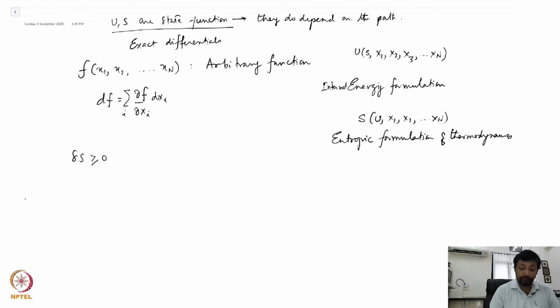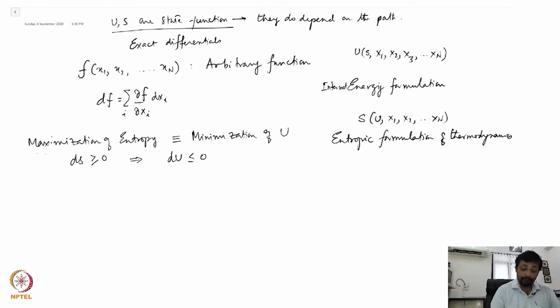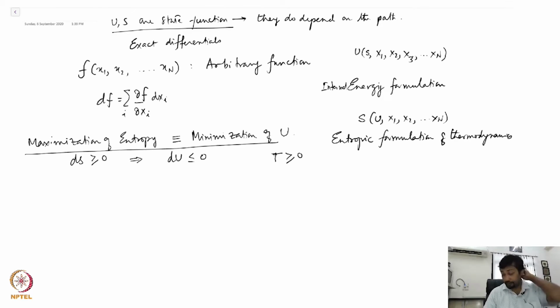We have seen earlier also that the relation delta S must be greater than 0, or in its differential form, dS is greater than or equal to 0, implies that dU must be less than 0. So maximization of entropy is equivalent to minimization of U, and the reason for this is basically that the temperature is a positive quantity, and the temperature being a positive quantity is a consequence of the Kelvin statement. It's a consequence of the second law, which tells you that you cannot have a negative temperature, right?